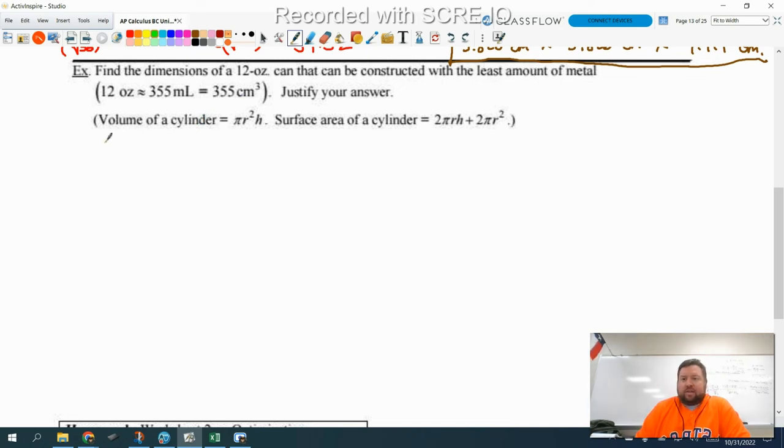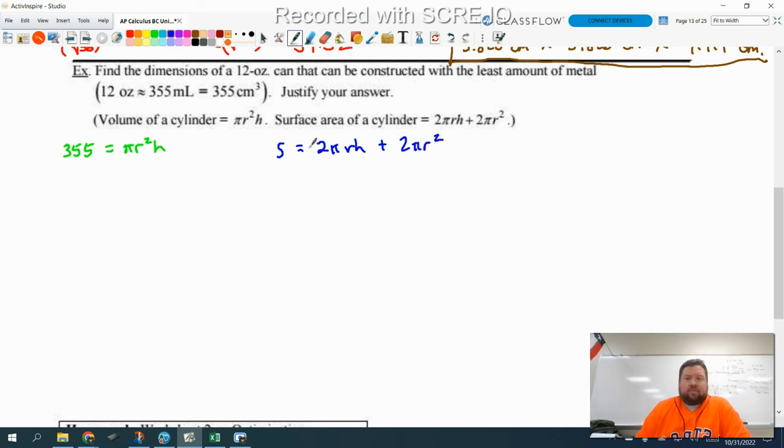Okay, so they're telling me that the volume is equal to this. So that's 355 is equal to pi r squared h. Again, like our volume equation from the last problem, we're going to use that to make a substitution later. Let's go over here. Okay, so we want to minimize the surface area. So I'm just going to label this as S. S equals 2 pi rh plus 2 pi r squared.